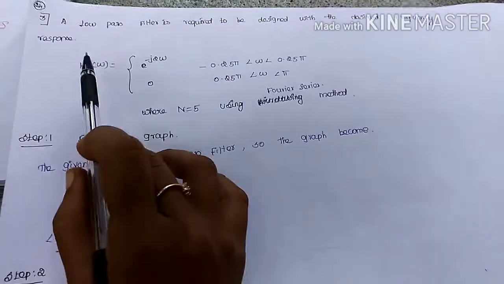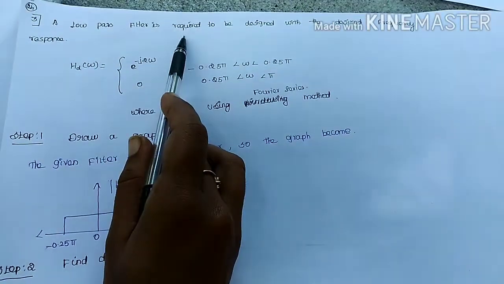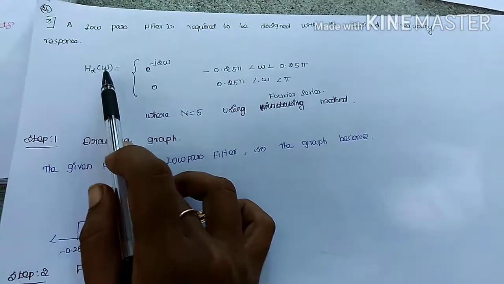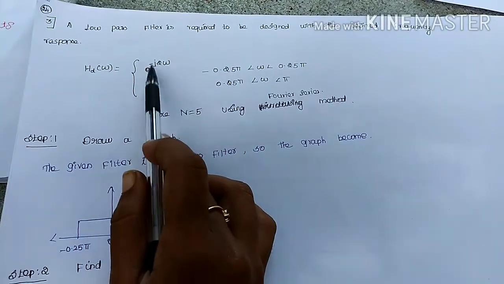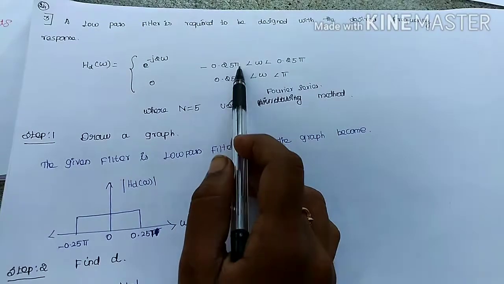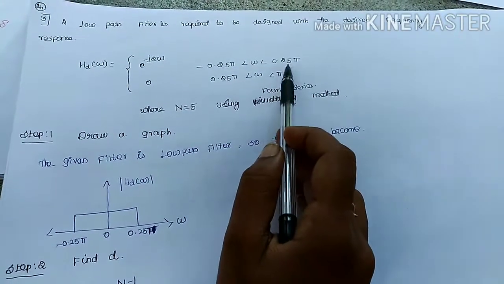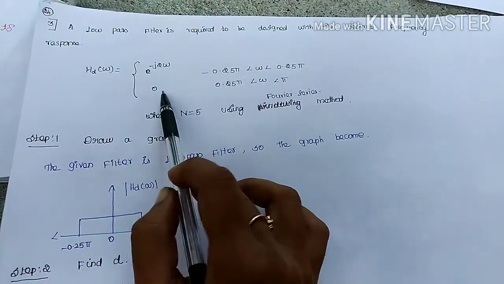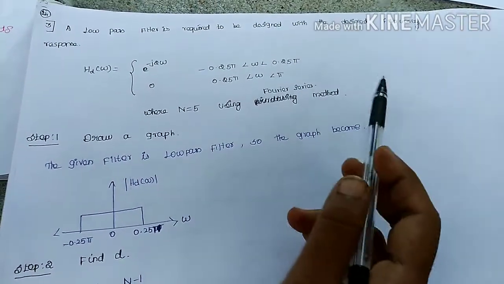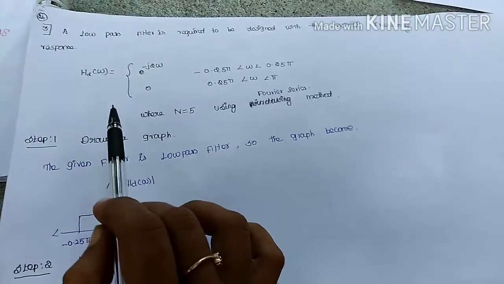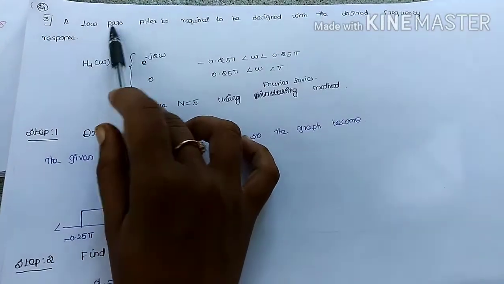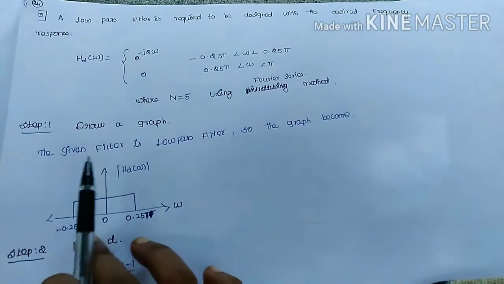So this is our problem. A low pass filter is required to be designed with the desired frequency response Hd of omega equal to e power minus j 2 omega for the limit minus 0.25 pi to 0.25 pi, otherwise it will be 0, where capital N equal to 5, using the Fourier series method. Here we have to use a low pass filter. So how will you compute?